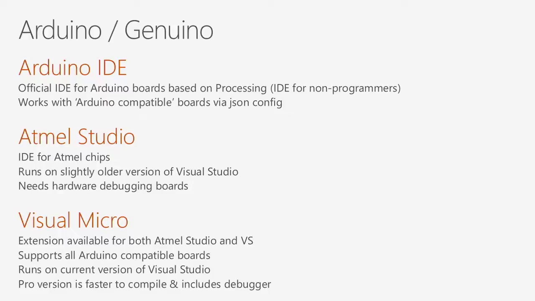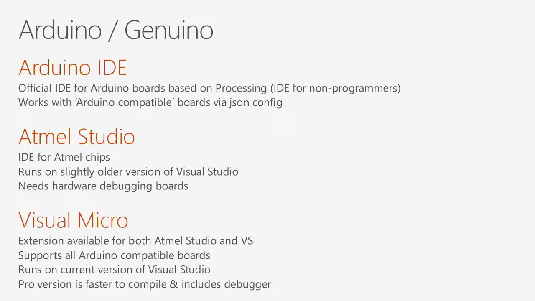But the idea is that if you want to start a new Arduino compatible board, all you have to do is provide a JSON file that says what your board is capable of. And as long as it meets all the criteria for Arduino compatible, other people can start programming your board using the Arduino IDE.